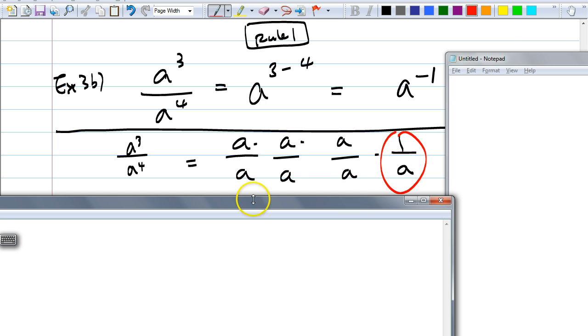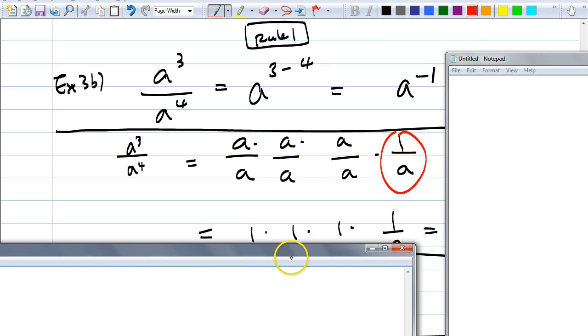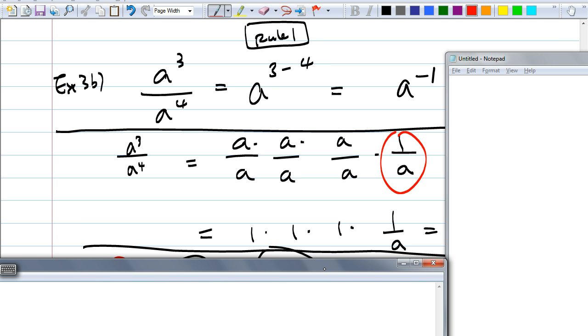What's a over a? 1. What's a over a? That's easy. So this is 1, right? So you just get 1 over a as your answer. So it turns out a to the negative 1 power means what? 1 over a. It becomes a fraction. It becomes 1 over that power without that exponent. Do you see that?